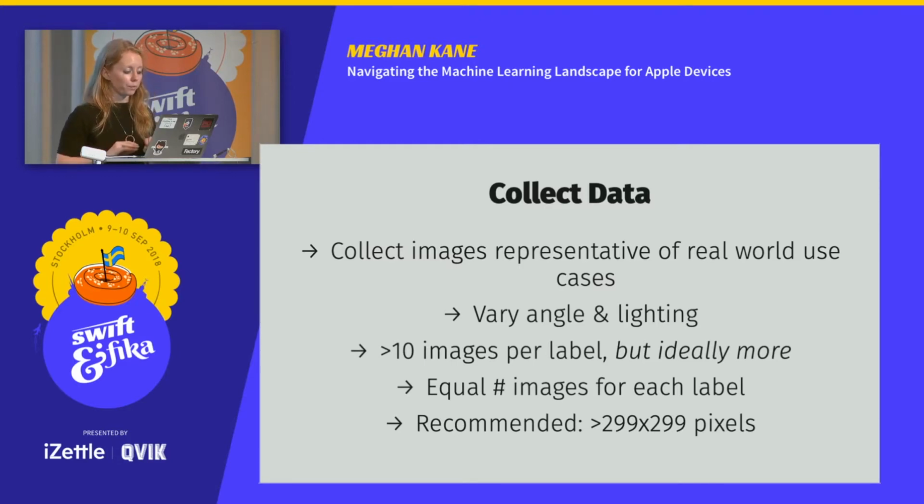So how many examples, how many data points do we need? Apple recommends that you use at least 10 images per label, but I think that ideally you should use much more because it's difficult to imagine that you can represent all of the real-world situations in a way that you'll be able to use this effectively just by having 10 images. So if you can get more, then you really should.